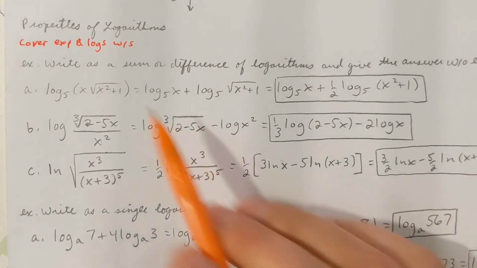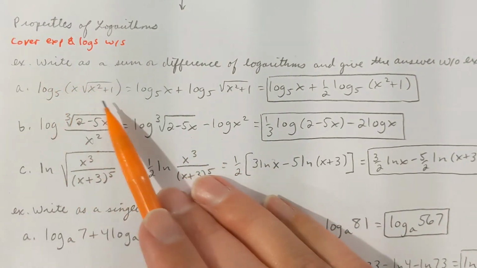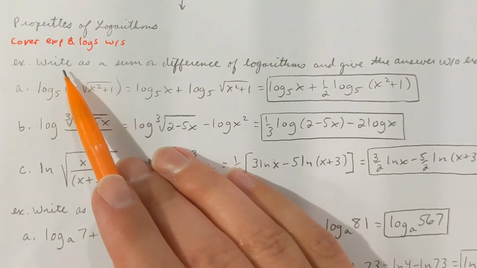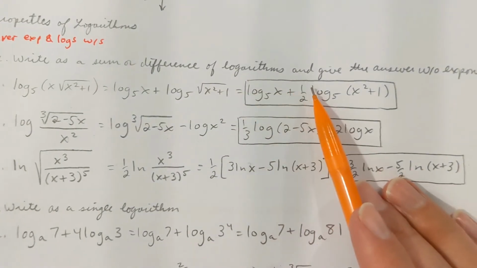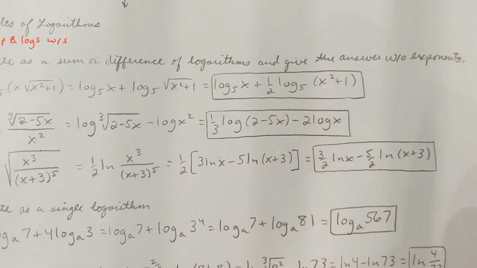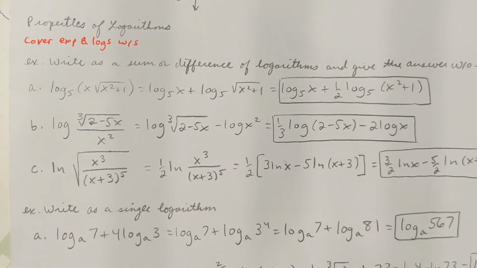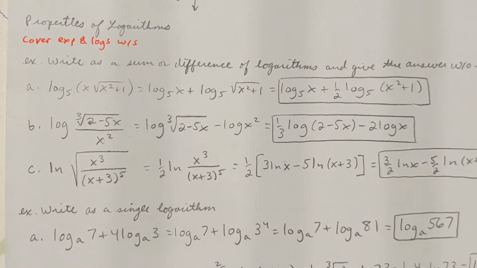In this first example, I've got a couple parts. I have a single logarithm, and I want us to write the logarithm as the sum or difference of logarithms, and then give the answers without exponents. That's how the book is going to want it also. So part A, I've got log base 5 of x times the square root of x squared plus 1.